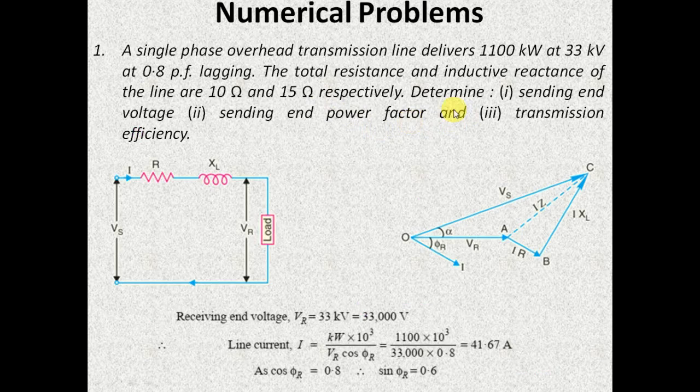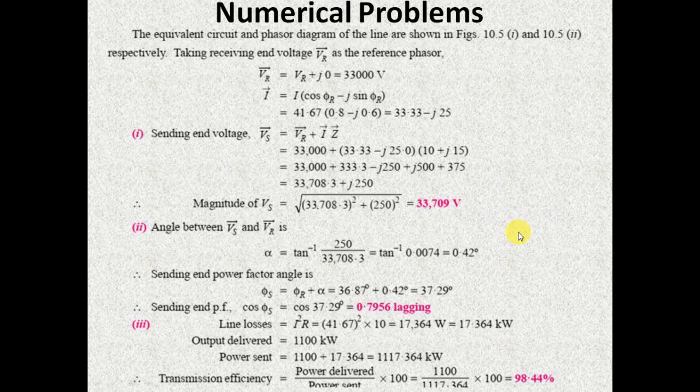Now from this vector diagram, it's very clear that vector Vs is equal to vector VR plus Iz. Now making suitable substitutions for VR, vector I and vector Z, we will be able to obtain the value of Vs, from which we can write the magnitude of Vs as 33,709 volt.